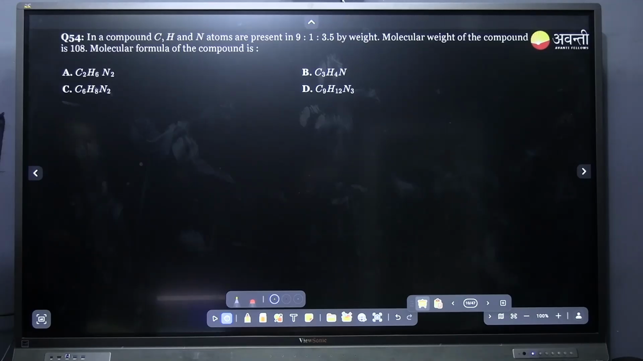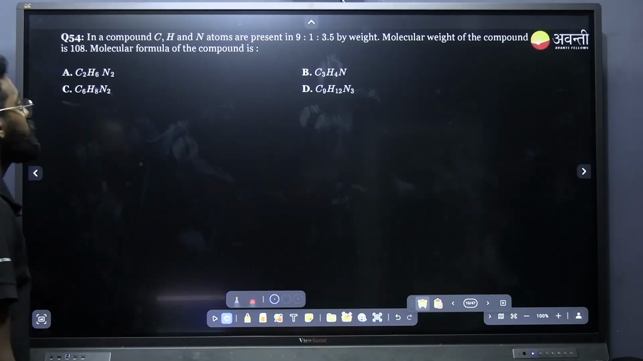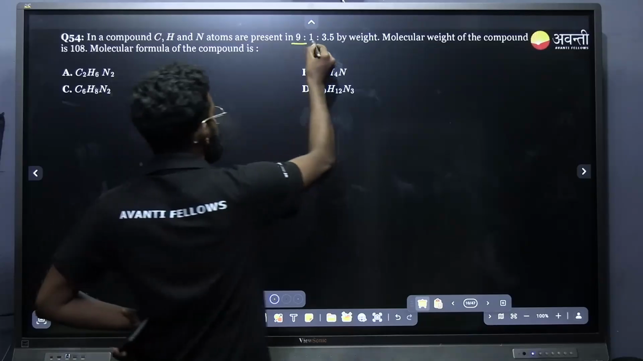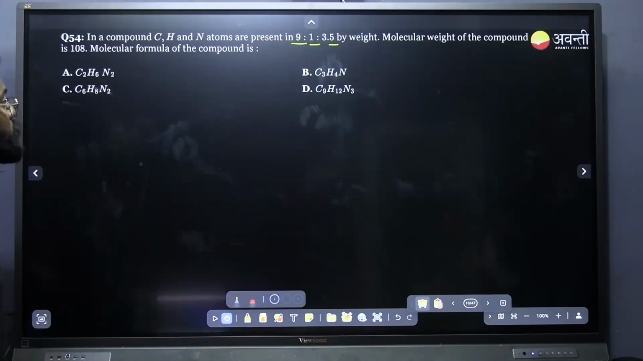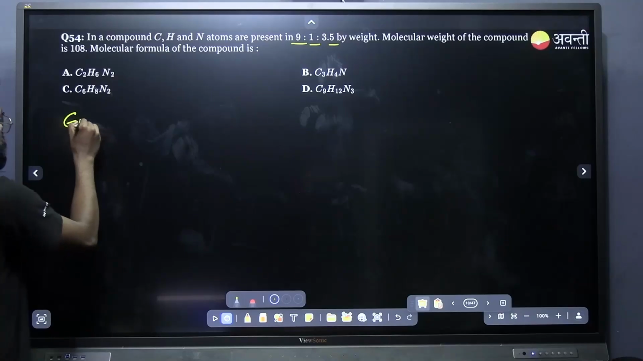How can we find it out? If you are given the mass ratio, how can we find out the empirical formula? And then the molecular formula. First of all, find out the empirical formula. How can we find out the empirical formula?